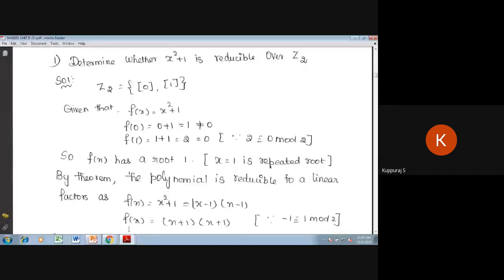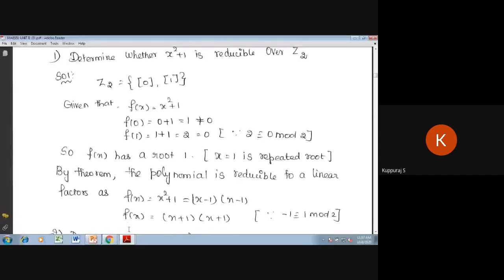The next problem, determine whether x square plus 1 is reducible over Z2. So Z2 has the two classes 0 and 1. Okay. First, you have to identify the roots. So f of 0. So x square plus 1, which can be taken as f of x. So f of 0 is equal to 1, 1 not equal 0. Then putting x equal to 1, f of 1 is equal to 2, 2 is congruent to 0. So 1 is a root.